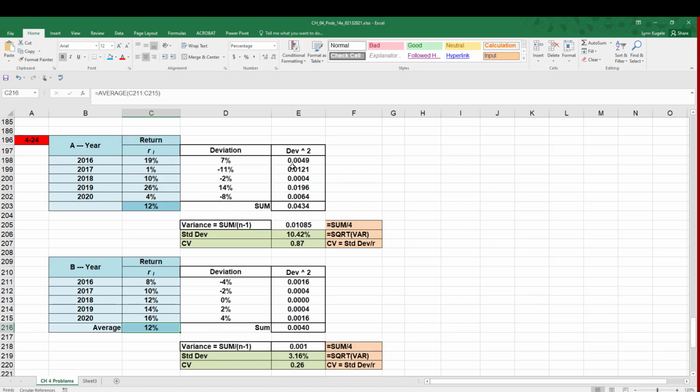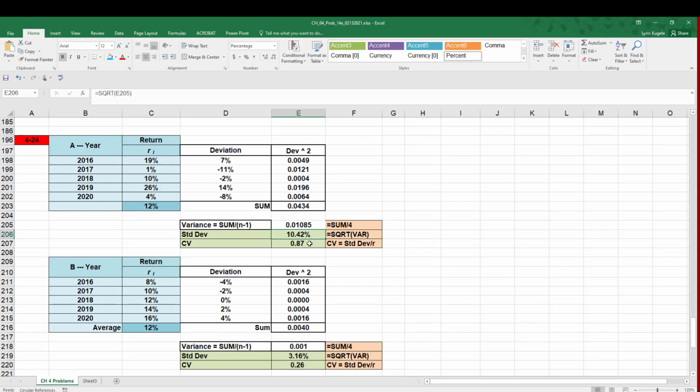Deviation squared. Remember now, this is historical data. So you're going to sum those up and divide by 4 over 5 years of data, N minus 1. Take the square root of that. That's the risk. Coefficient of variation, standard deviation divided by expected return.